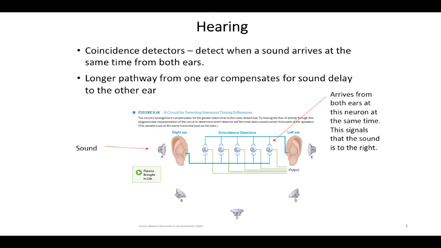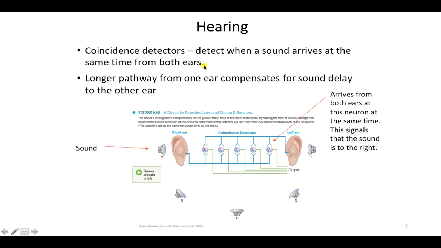Now, how does this work? We have in the nervous system these neurons called coincidence detectors. And we're going to talk about this because this is useful in a lot of aspects of determining movement or location of objects. And so here we have a really nice example in the auditory system of these coincidence detectors. They detect when a sound arrives at the same time from both ears.